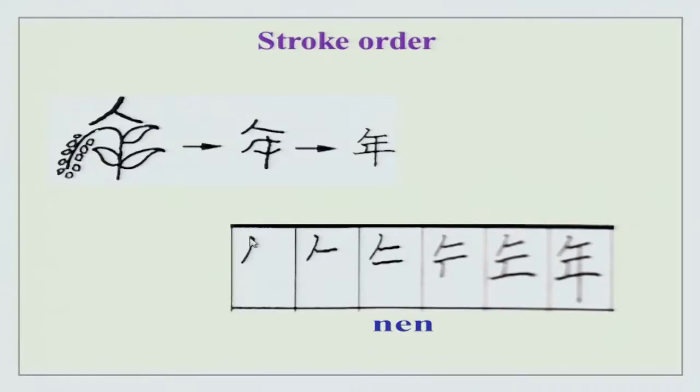I will just show it to you. Ichi, ni, san, yon, go and roku. So this is the correct stroke order. Please remember this order. This is very, very important.